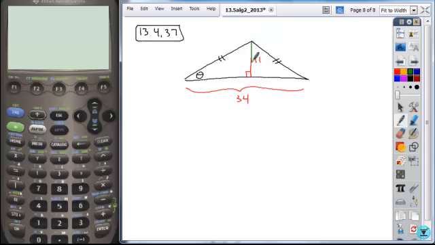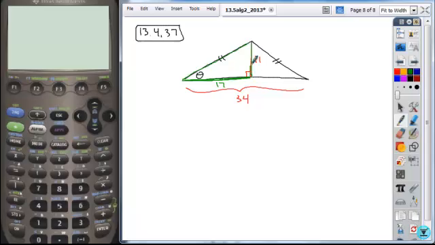When we draw in the altitude of an isosceles triangle, it's going to do what to the base? Cuts it in half, right? Bisects it. So what's this leg of the right triangle in green outline going to be? Half of 34, so 17.